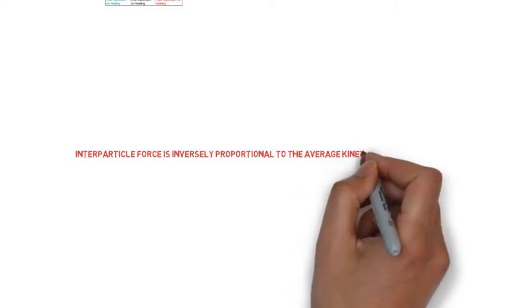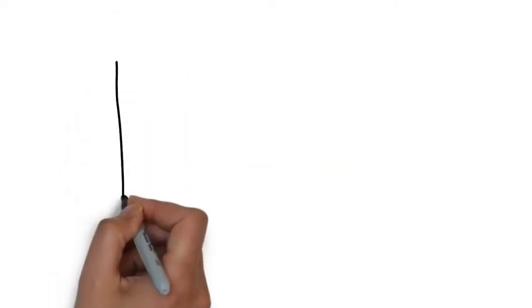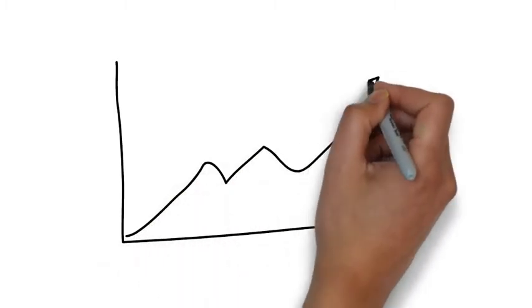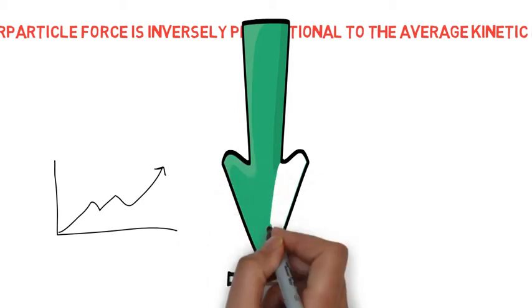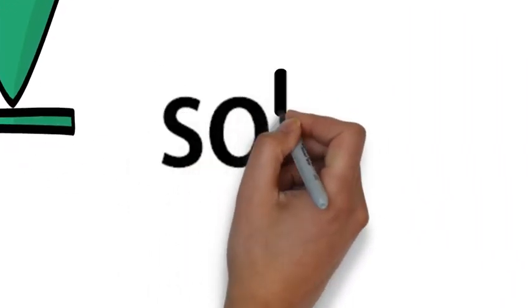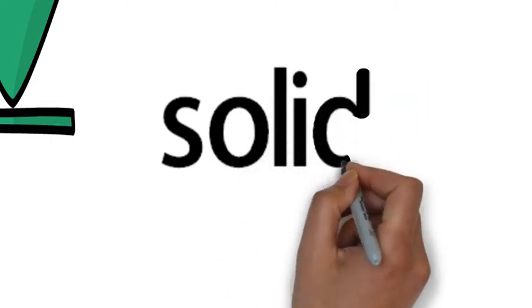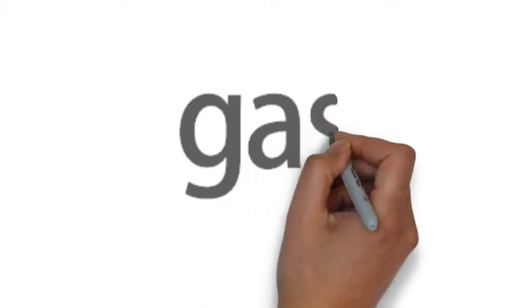It may sound confusing, but understand it. When we increase the temperature, the kinetic energy of the particle increases. But at the same time, the interparticle force decreases. In the solid state, where there is the strongest interparticle force, there will be the least kinetic energy in its particles. In gases, where there is the least interparticle force, there will be the highest kinetic energy.